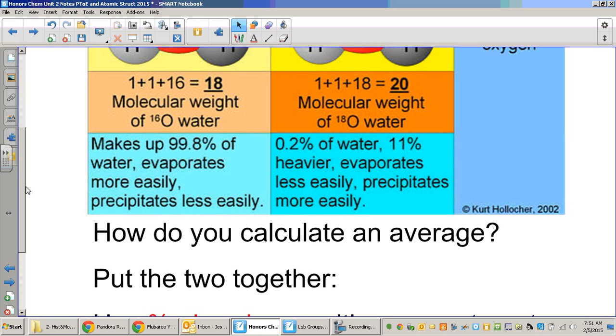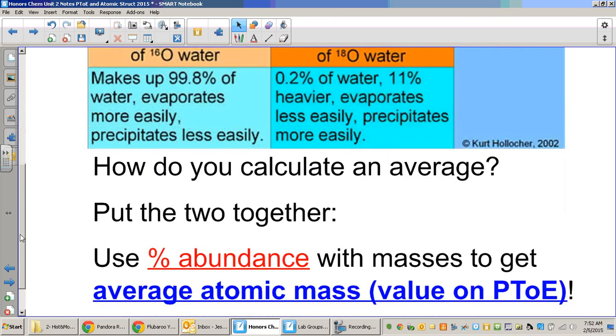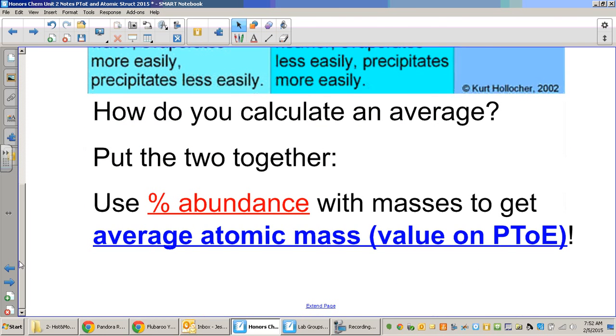99.8% of water is going to have that oxygen 16 in it. Very, very little water is going to have the oxygen 18 in it. So you can see that kind of proves our point. Okay, so right here, that's the only part I want you to write down for this one.